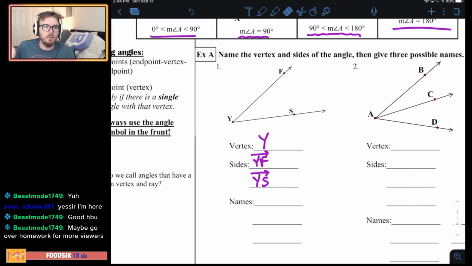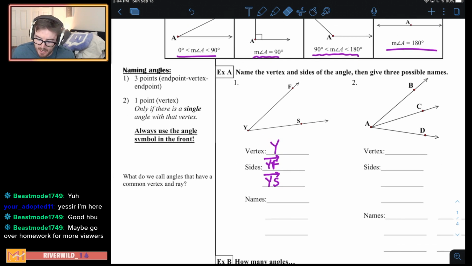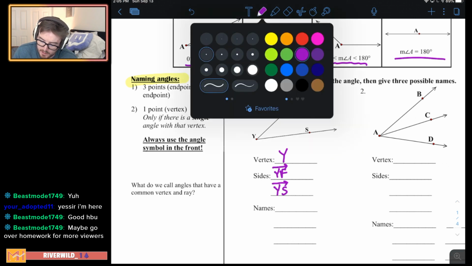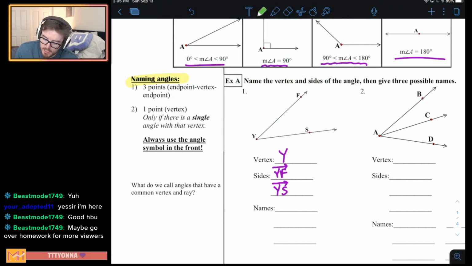And then what can we actually name this angle? Well, let's look over here off to the left, naming angles. We can name angles two different ways. Using the 3 points that combine to make the angle as a whole, or we can use a single point, but we can only use a single point in certain situations. So let's do the two easy ones using all 3 letters.